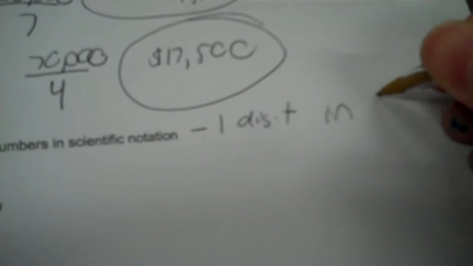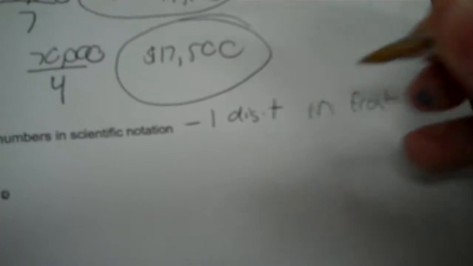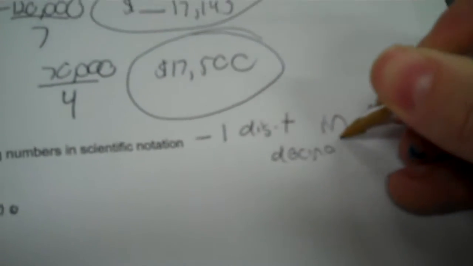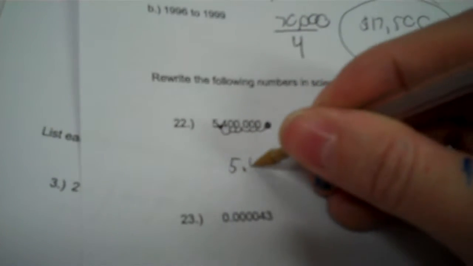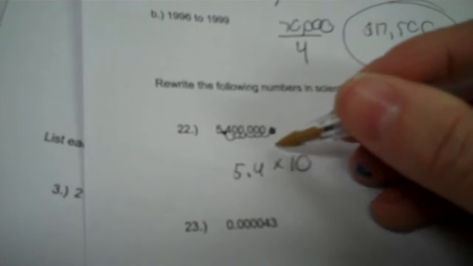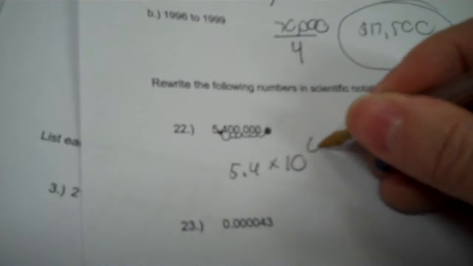Okay, rewrite the following numbers in scientific notation. So the decimals here, scientific means there can only be one digit in front of the decimal. Right now you got 7. There can only be 1. And I don't leave it there because there'd be 2. So it's 5.4 times 10. You moved it left, so it's positive 6.